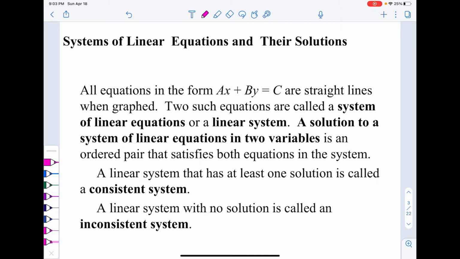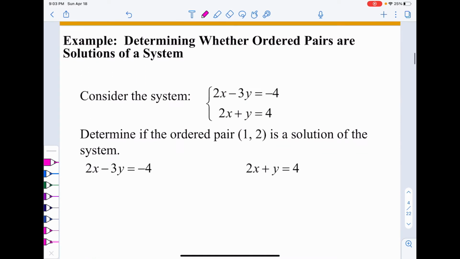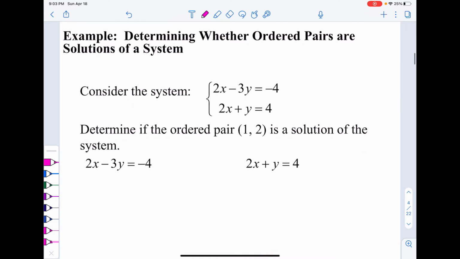It says that a linear system with no solution is called an inconsistent system. You don't get an answer. It's not what you expected to get. So let's start with determining whether ordered pairs are solutions of a system. So they give us two equations. We have 2x minus 3y equals negative 4, and 2x plus y is equal to 4. And they want you to determine if the ordered pair (1, 2) is a solution of the system.